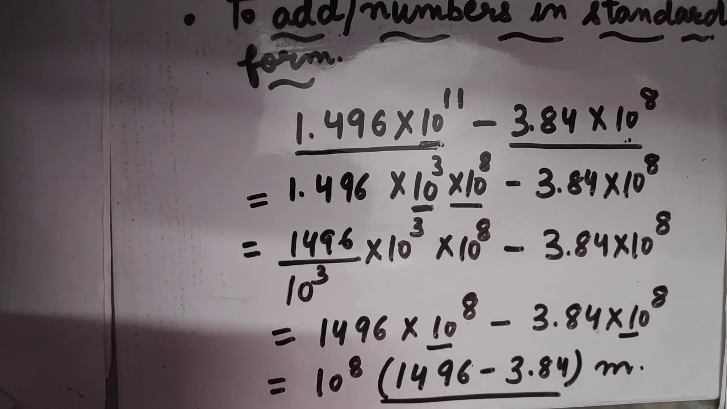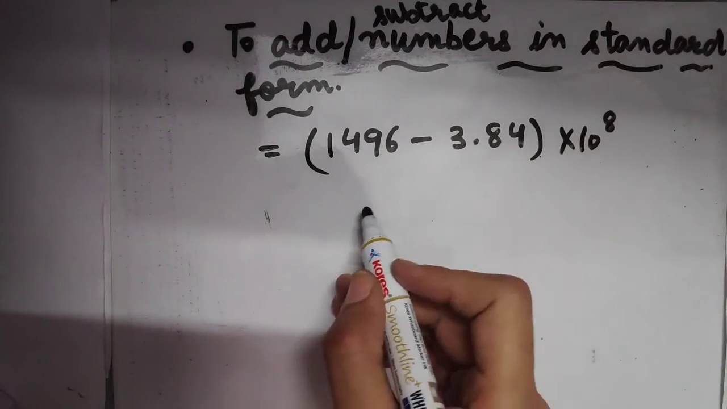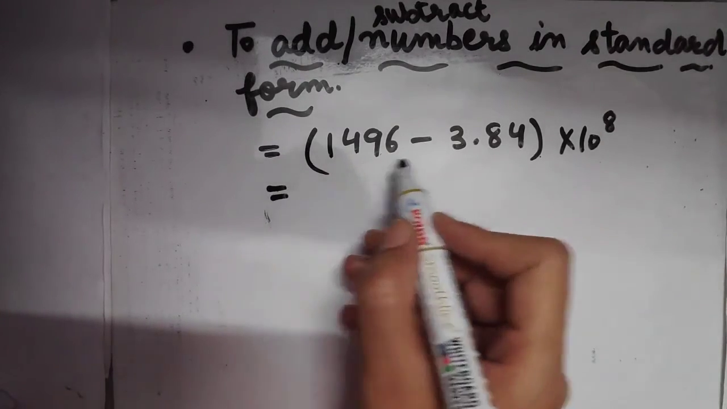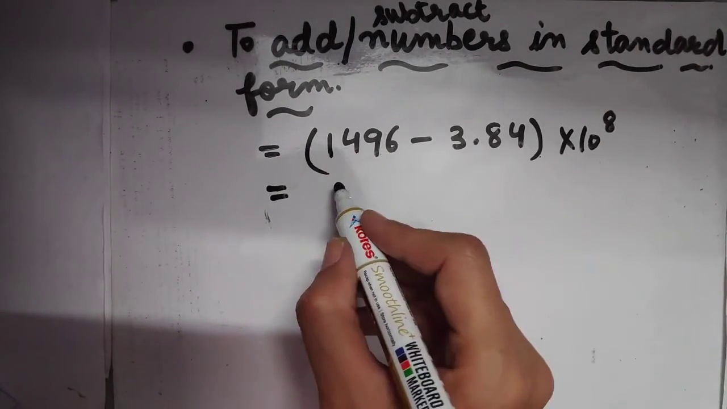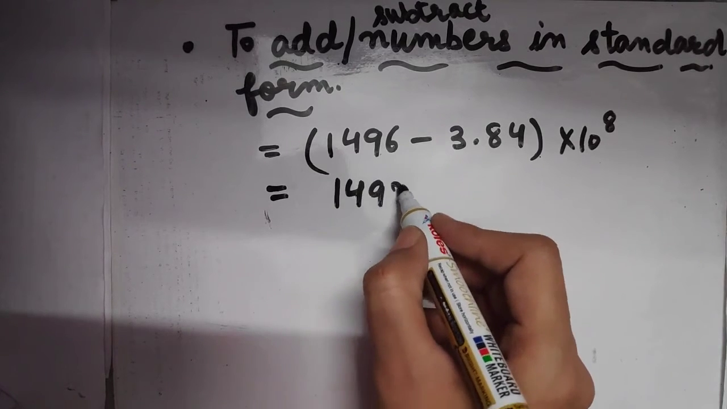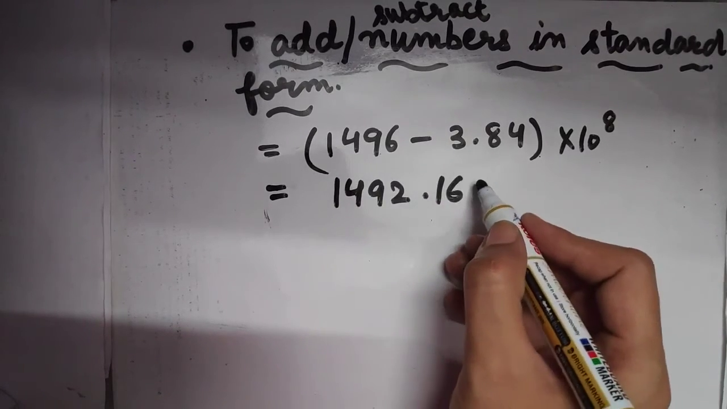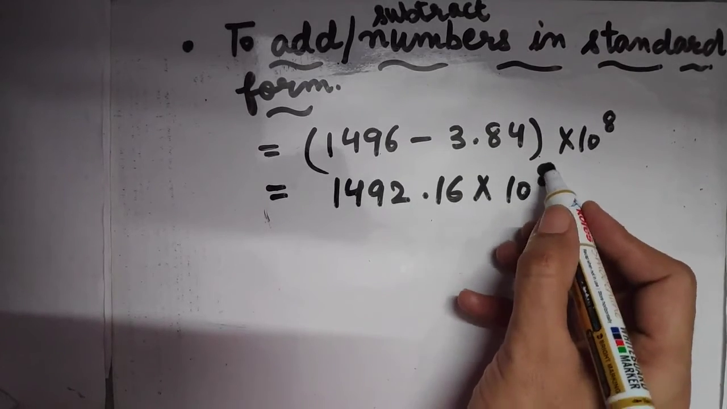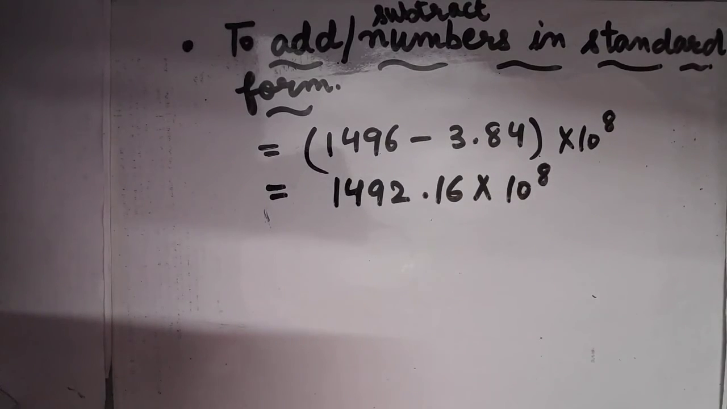So let us see now the final answer. So dear children, this was the last step. After taking their difference, what I can get is 1492.16 into 10 raised to the power 8 meters.